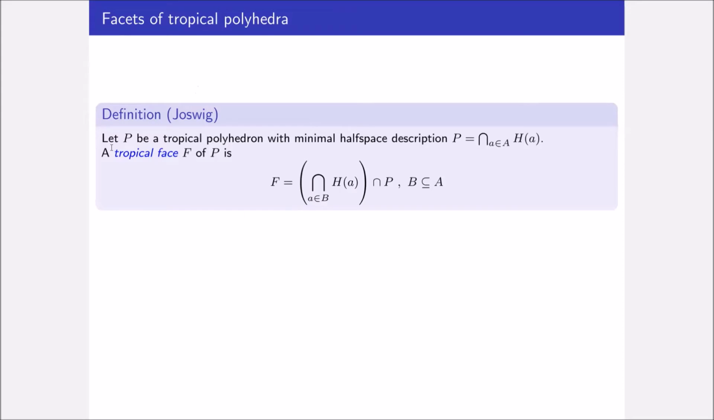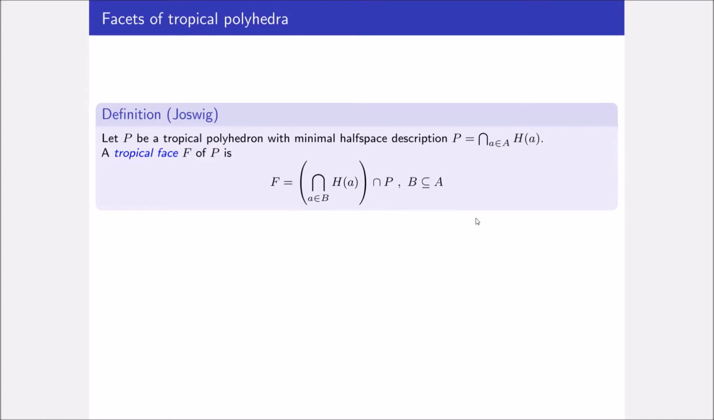And it's as follows. If we have some tropical polyhedron P, with a minimal half-space description given by hyperplanes HA, so P is just the intersection of this minimal half-space description, then a tropical face of P, we take some subset of our defining half-spaces, we take their intersection, and then finally we intersect with the polyhedron to make sure that we are genuinely hitting just the boundary of this polyhedron. And so this should be the definition of a face. This is a perfectly good definition of a face for ordinary polyhedra, so hopefully it works for tropical polyhedra.